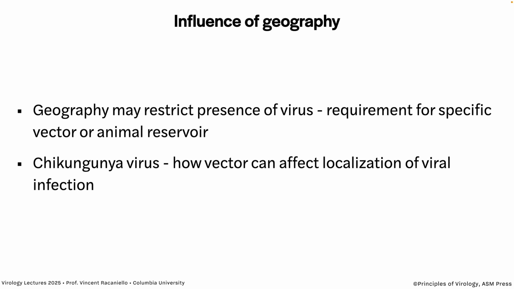All right, to end up here, some other things that influence transmission. Geography, where you are, because there may be a specific vector or animal that is needed. And so we're going to look at an example, chikungunya virus.